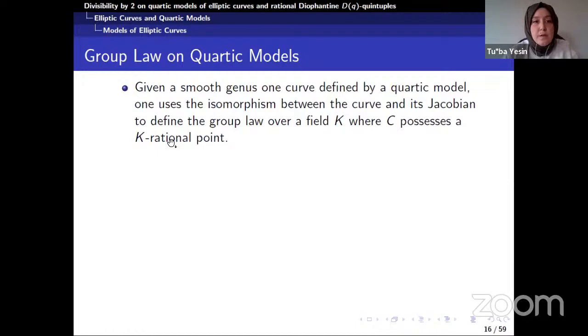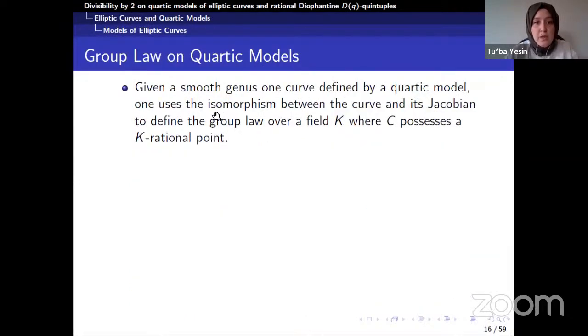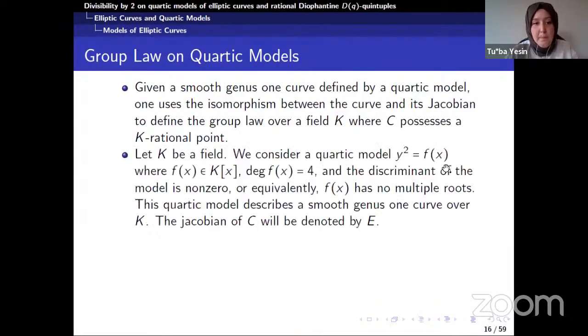How can we do this? Actually, we know from the last fact that C and J, where J is the elliptic curve described by the Weierstrass equation, are isomorphic. So there is an isomorphism between C and J. So for the group law, we can use this isomorphism. Okay, let's start to define the group law.